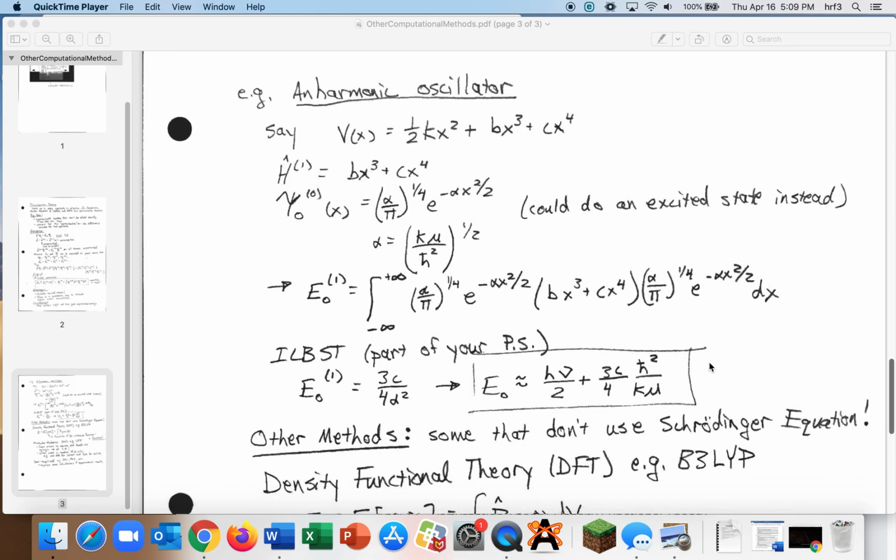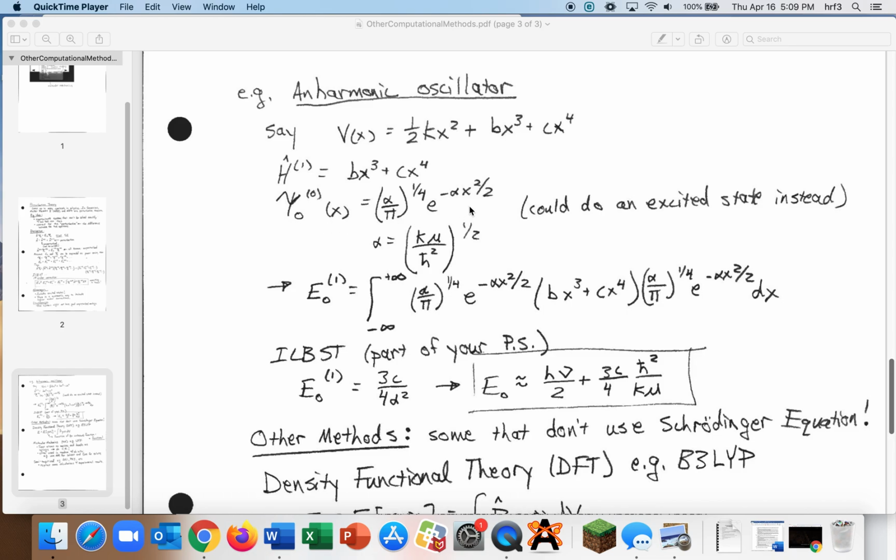Here's an example. Let's say we have an anharmonic oscillator where the potential energy, this first term is the unperturbed system, that's a harmonic oscillator, and then we have third order and fourth order in the expansion of our spring. So then the perturbation is that third order and fourth order, but we know for example, the ground state wave function for the unperturbed system is this. I chose to do the ground state. We could also do an excited state. But the ground state is fine for just illustrative purposes.